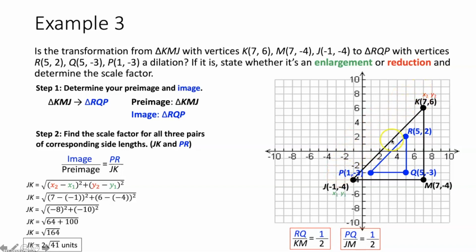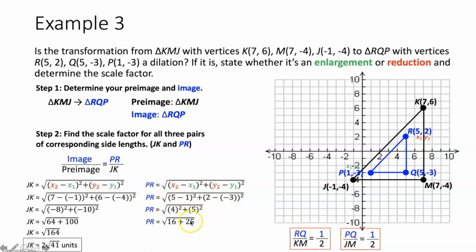Now we have to find the length of the corresponding side in our image, the measure of segment PR. To do that, we again use the distance formula. We pick one of these points to be x sub 1, y sub 1, and the other one to be x sub 2, y sub 2. Plug in the coordinates to their corresponding spots in the distance formula and simplify. 5 minus 1 is going to give you 4. 2 minus negative 3 is going to be 2 plus 3, which is 5. 4 squared is 16. 5 squared is 25. We add these together and we get rad 41. Now, rad 41 cannot be simplified, so we just leave it like that.